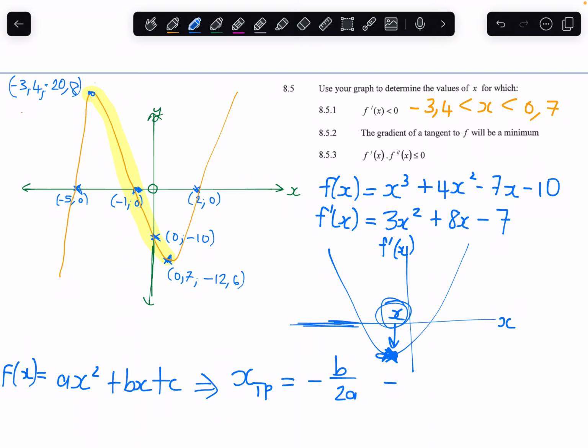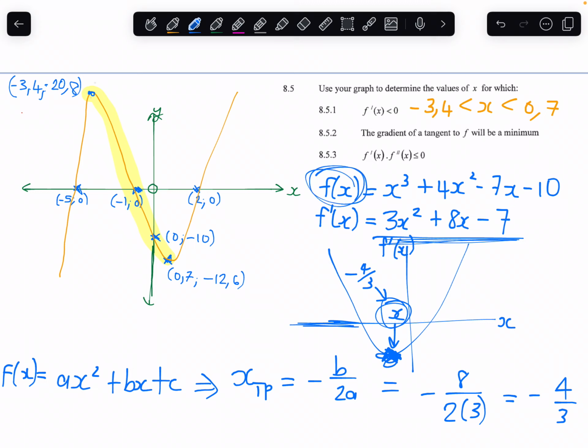So we can find this turning point by subbing in b equal to 8, a equal to 3, so that gives us negative 4 over 3. So this x value is negative 4 over 3. That's where this expression is the smallest it can possibly be. Going back to the original context, what that tells us is that the gradient of f is at its smallest when x is equal to negative 4 over 3, or negative 1 1/3, so maybe somewhere here. That's where the gradient is the smallest it can possibly be.